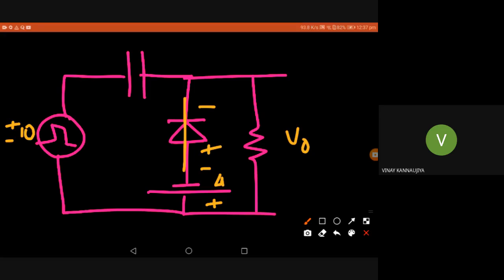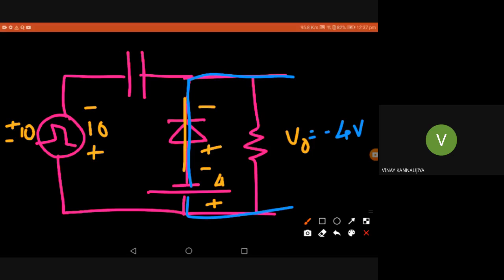We have to analyze with the input having negative cycle. That is minus 10. We can assume the given input is a minus 10 volt DC voltage, right? That makes the diode forward biased. So now the diode is forward biased, and it can be assumed short circuited, parallel to the output. So what is the output voltage here? You can see the output voltage is minus 4 volt.